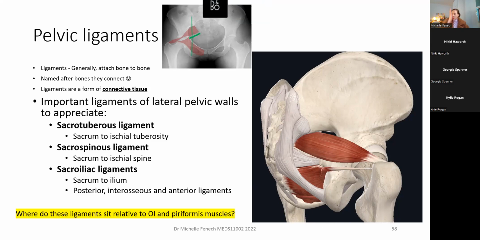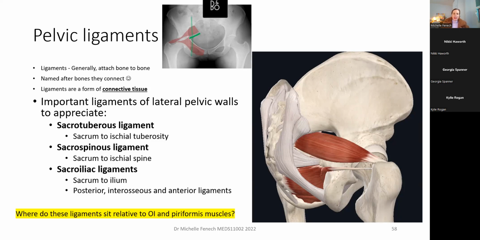Sacrotuberous. Yep, so it runs in more of a vertical orientation. And this one here? Sacrospinous ligament. And our sacroiliac ligaments would sit up here. They're going to run more along in this orientation. We can't quite see them in this view here.